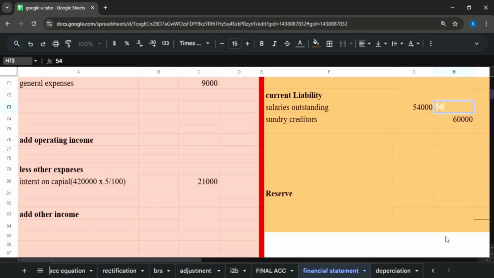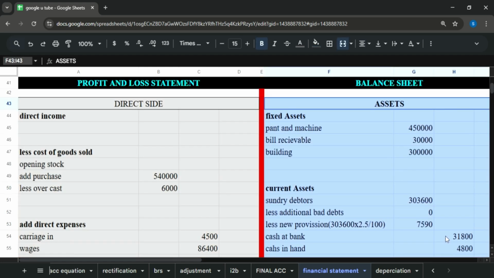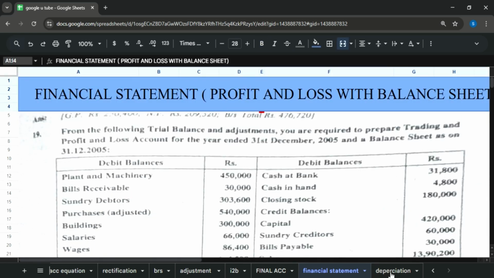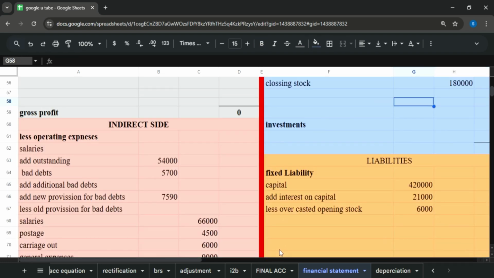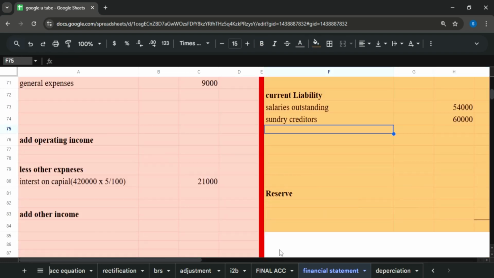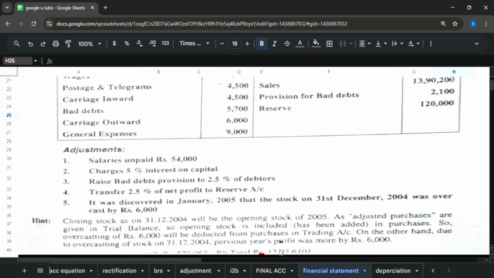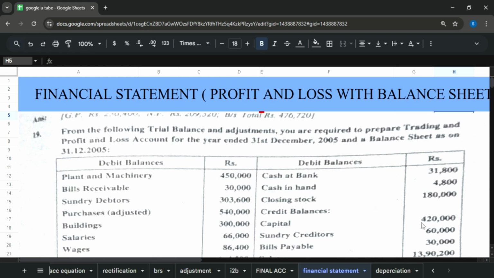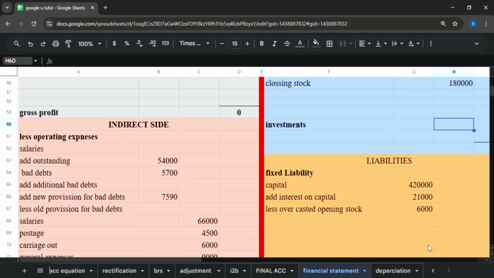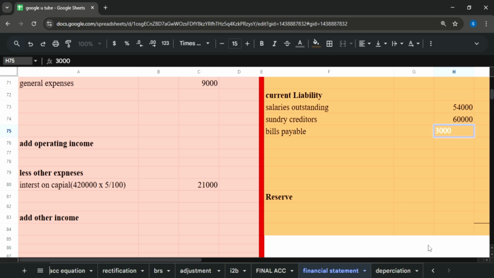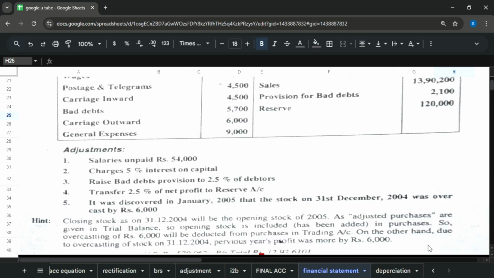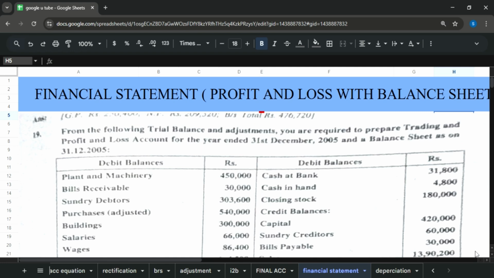These 54,000 were supposed to be written in second column. Alright guys, after creditors, now we will write bill payable, again current liability, and here you will mention bills payable. Amount of bill payable is 30,000. Just put it over here. Okay, then bill payable written.